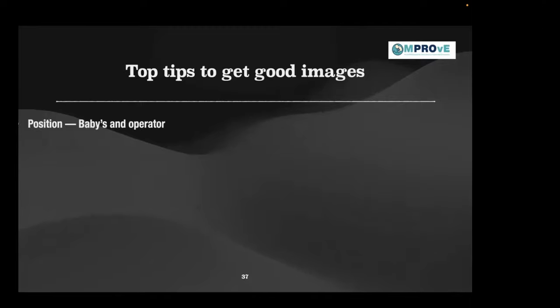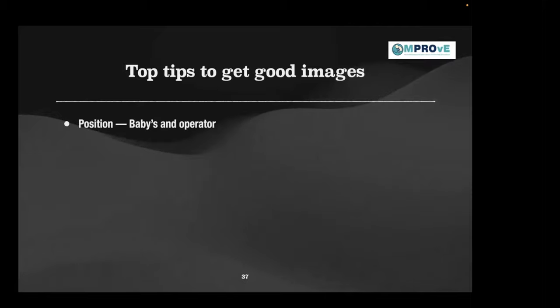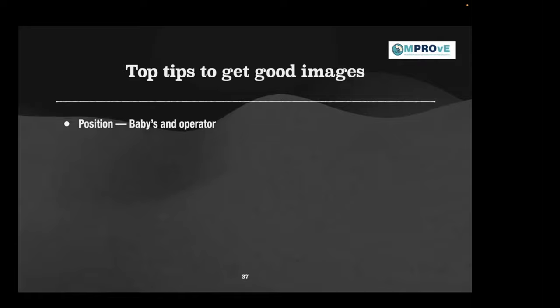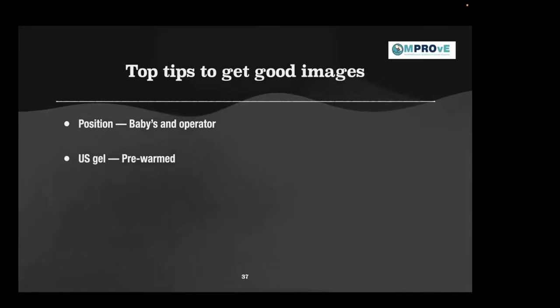And some tips to get good images. Position is very, very important, both of the babies and the operator, whoever is doing the scan. You have to be very comfortable so that you don't get a cramp or something. The baby has to be very comfortable because if it's a fighting, resisting, feisty baby, you're not going to get a good image. You won't be able to focus on the particular section or the pleural line. Then ultrasound gel, pre-warmed of course, for the scan of the babies. We don't want to make them cold.